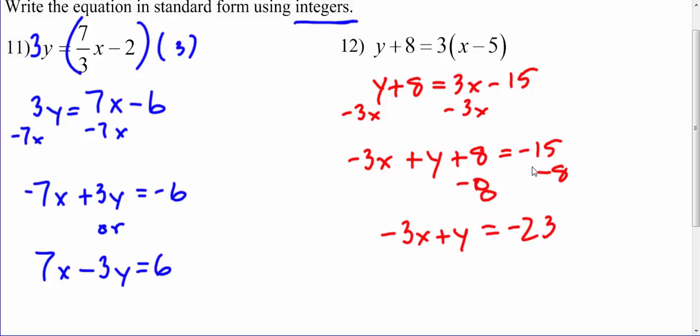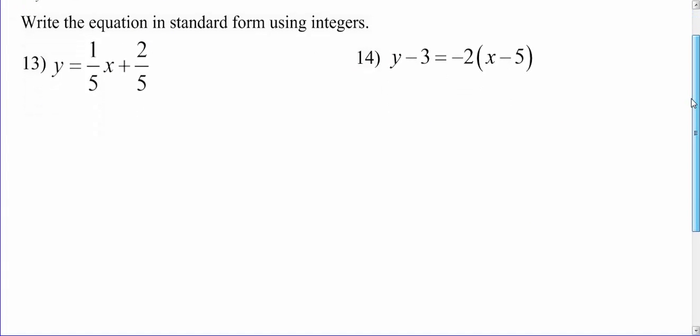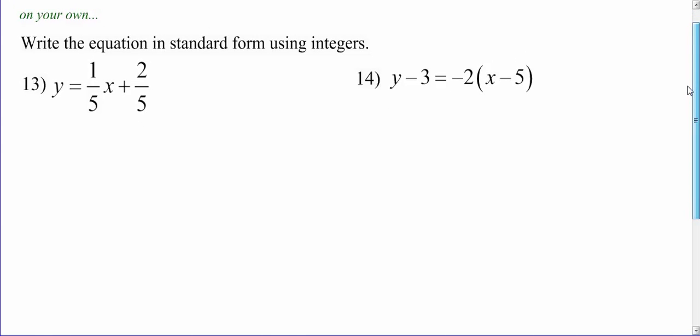Again, you could feel free to multiply everything by negative 1. You'd have 3x minus y equals 23. And that would be a really good way to write that, but so is this. All right, we have one more slide. Now this is an on your own slide. Give these two a shot. They're pretty similar to what we saw in the last two. See how you're doing writing things in standard form, and pause the video now.